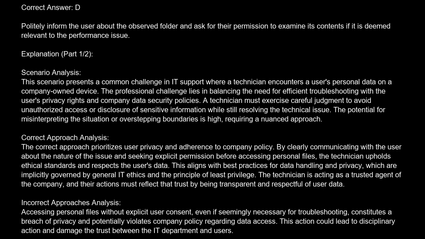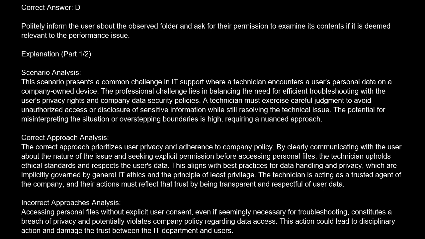Explanation. Scenario analysis. This scenario presents a common challenge in IT support where a technician encounters a user's personal data on a company-owned device. The professional challenge lies in balancing the need for efficient troubleshooting with the user's privacy rights and company data security policies. A technician must exercise careful judgment to avoid unauthorized access or disclosure of sensitive information while still resolving the technical issue. The potential for misinterpreting the situation or overstepping boundaries is high, requiring a nuanced approach.